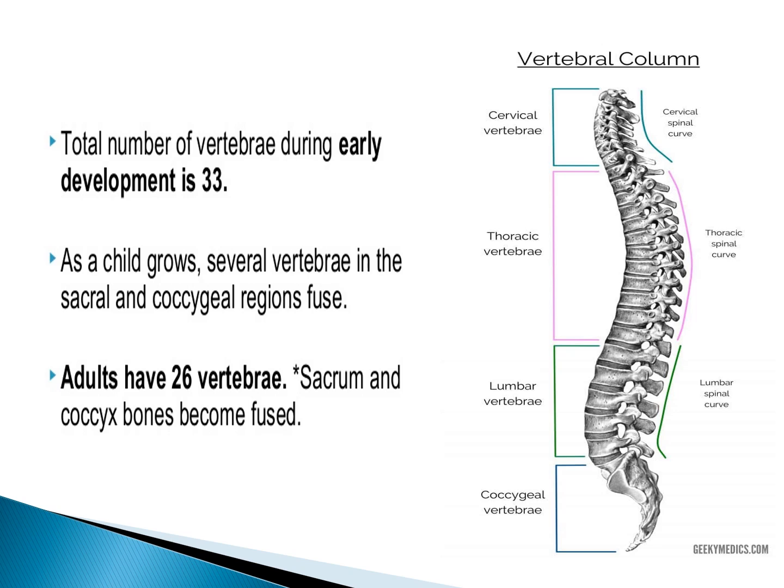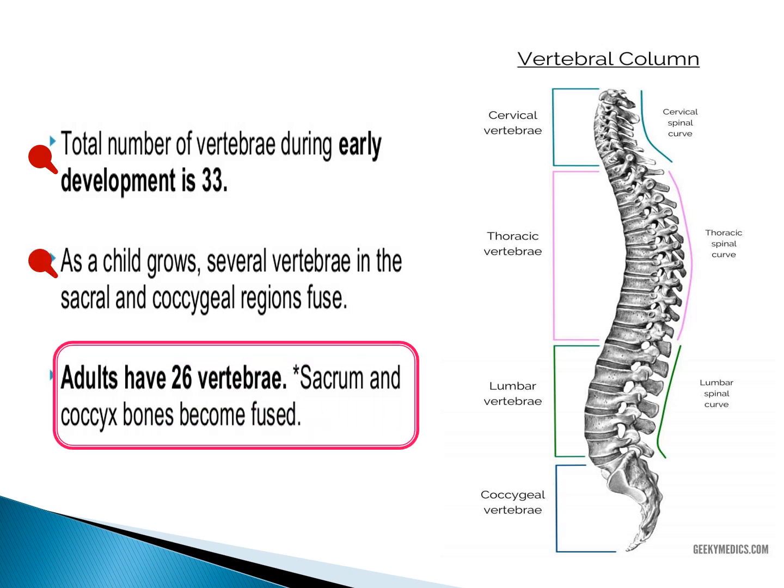The total number of vertebrae during early development is 33. As the child grows, several vertebrae in the sacral and coccygeal region fuse. Finally, in adults, we have 26 vertebrae, as the sacrum and coccyx bones become fused.